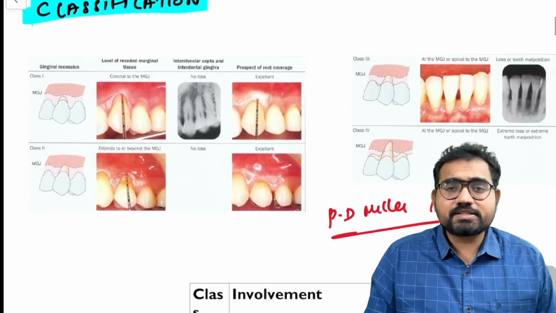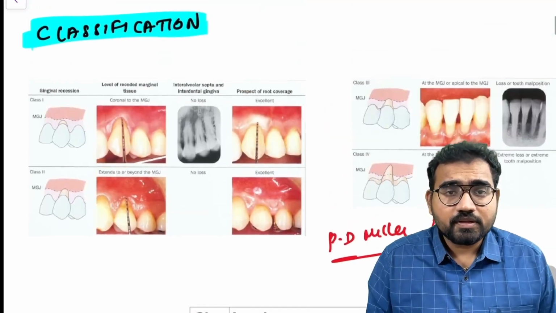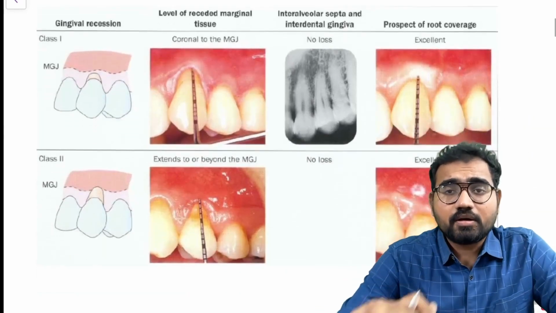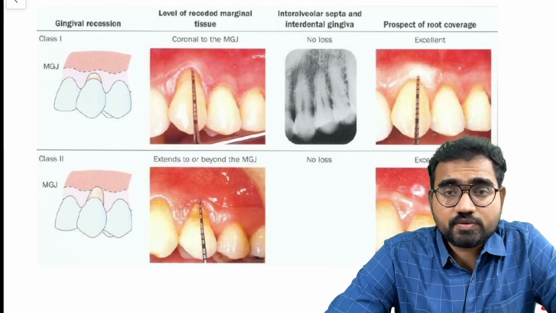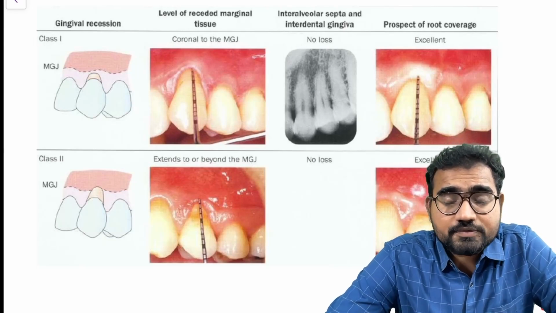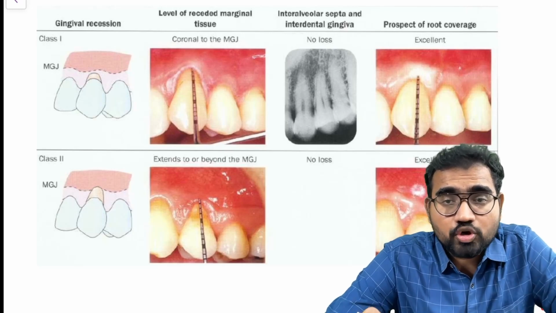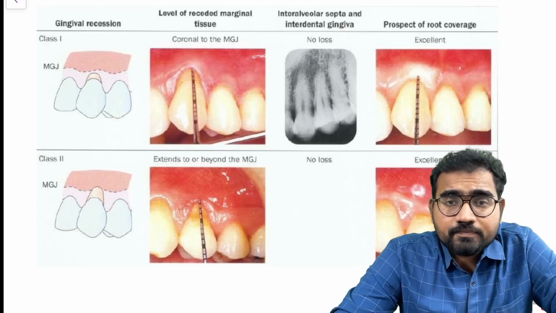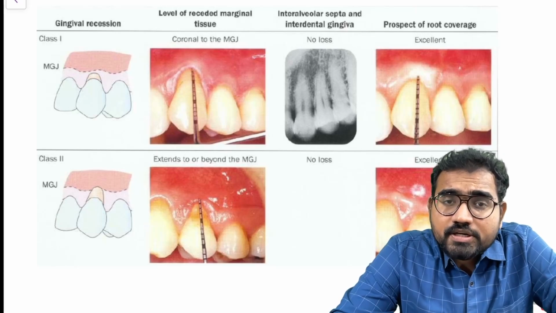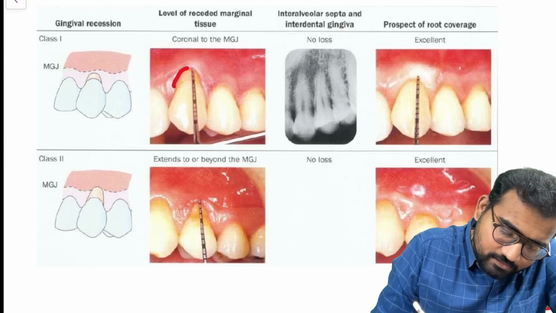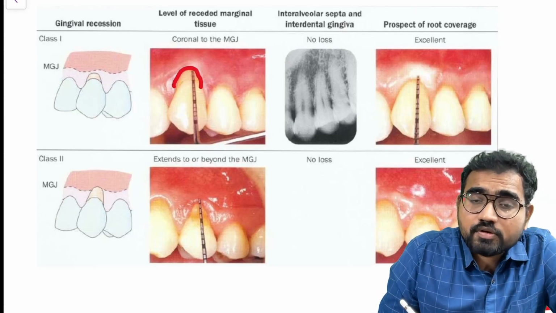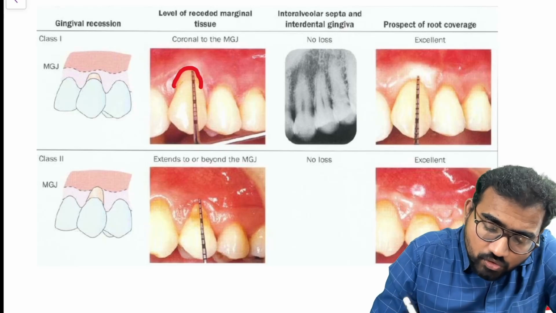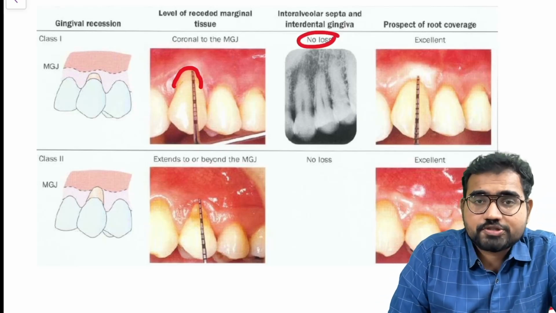Okay, so this classification is what we use generally. The first one is class 1. This classification was given based on the marginal tissue recession and the presence or absence of interdental bone loss or soft tissue loss. In class 1 there is going to be marginal tissue recession. As you can see here, the marginal tissues have gone down below the level of CEJ. And if I take a look at the radiograph, there is no interdental bone loss.